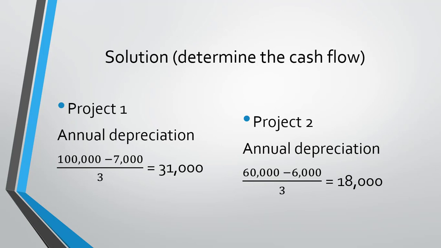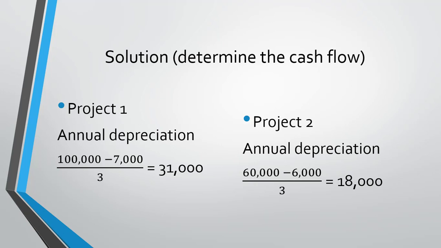In project 1, the annual depreciation of the plant or the project will be 31,000 pounds. Remember that salvage value or the residual value should be deducted from cost to get the depreciable cost. And for the depreciable cost, we are using the straight line method, so you just have to divide it by 3. Same thing with project 2, you have 60,000 less 6,000, the difference. You divide it by 3, you have 18,000 pounds per year.